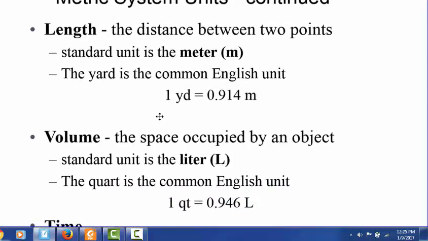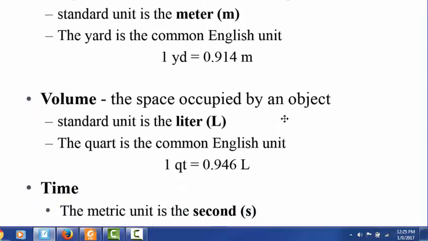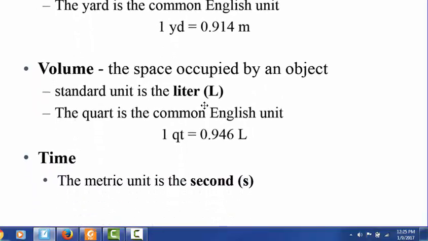Length. In the metric system, the standard unit is a meter. 1 yard and 1 meter are fairly close to each other. If I looked at a yardstick and a meter stick from far away, I may not be able to tell which one is which, but a yard is slightly smaller than a meter. 1 yard is equal to 0.914 meters. Volume. The standard unit for volume is a liter. Quart is the common English unit.